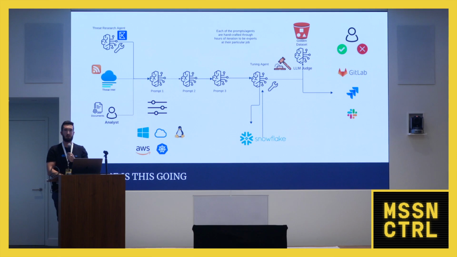There's still a human in the loop at the end, right? You're the expert. You're going to look at the work product and approve or deny. Create a Jira ticket, Slack message, send it to a GitLab pipeline, right? But what I want you to take away from this slide is that, remember, each of these steps is handcrafted through hours of iterations to be an expert at that one particular job. That's the key to these complex workflows, okay?